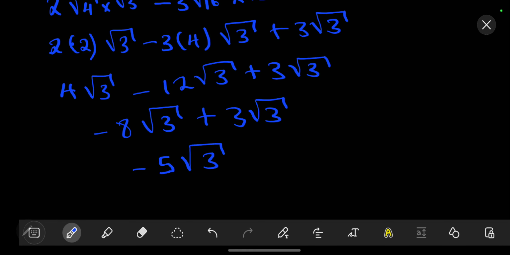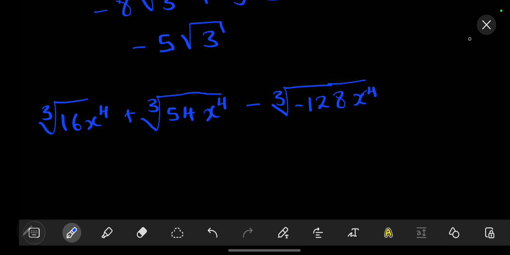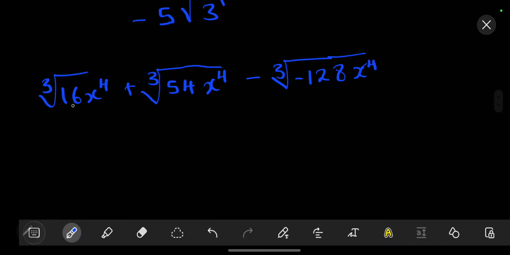Let's move on to another problem. So let's say we have this problem. We are going to be answering it in parts. We are first going to evaluate the square root of 16x to the 4th into its smallest radical form.